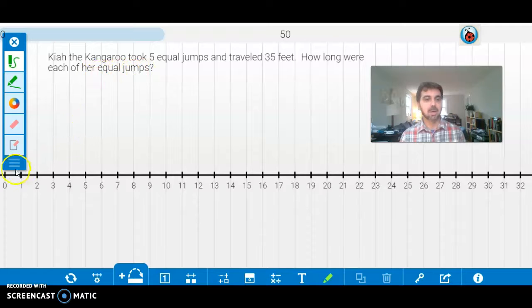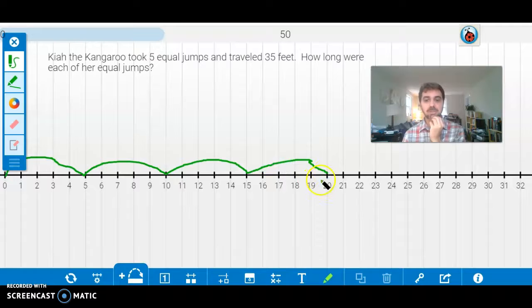So I don't know. Sometimes you have to think, well, what do I think it's going to be? What about 5? Let's try 5. If I jump by 5s, that's 1 jump, 2 jumps, 3 jumps, 4 jumps. I need to get to 5 jumps. Does 5 jumps get us to 35? It does not. So I take my eraser, I click this one, I say yes, clear it. That didn't work.